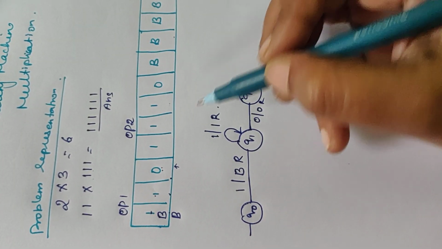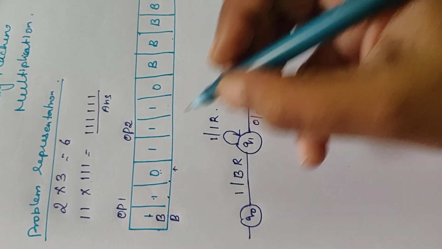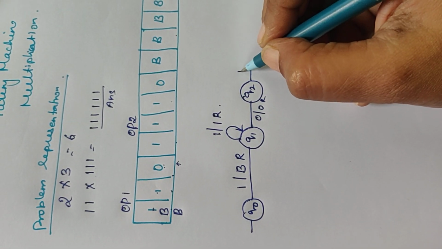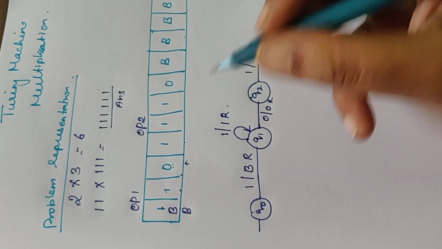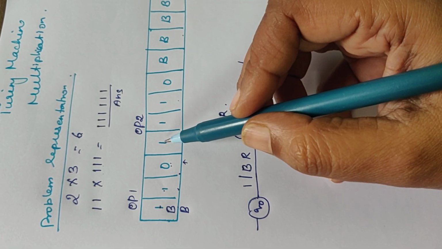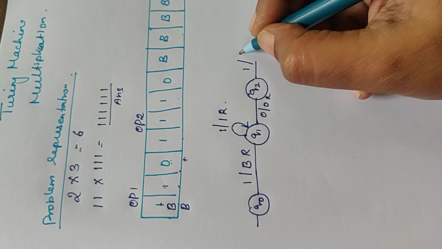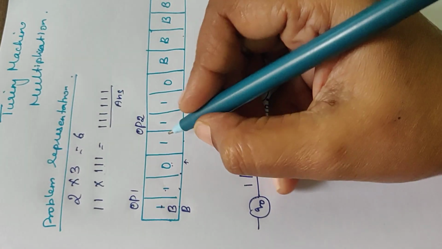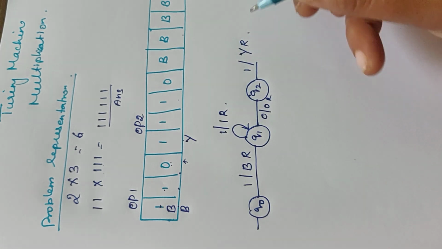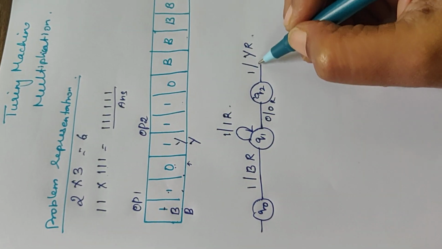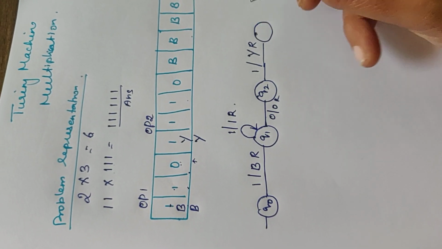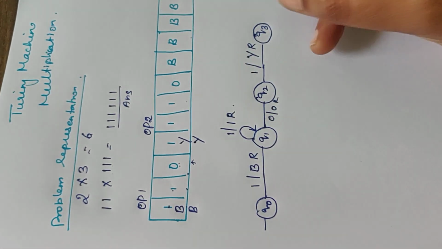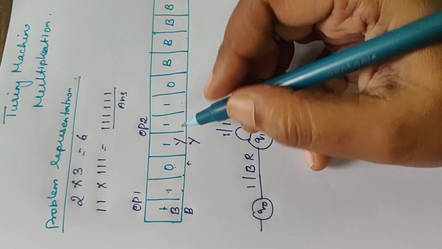From Q2 you are looking at 1. When you look at 1, I am going to copy this and paste it over here. In order to say that I have copied this, I am using a placeholder called Y. So replace that 1 by Y and move right. Okay. When you move right, change the state because I have copied. When you move right, you are looking at 1.